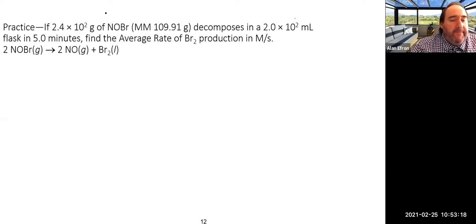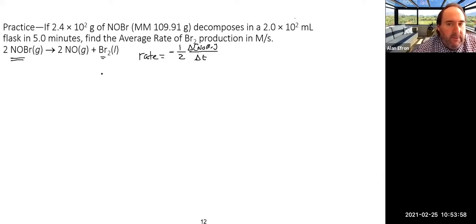So in this case, we are given the amount of NOBr, and it's decomposing in a basically 200 milliliter flask in 5 minutes. We want to find the average rate of production of Br2 in molarity per second. So a couple of ones that we're interested in: obviously the NOBr. So we could write our rate expression for that guy, which is the rate is equal, again, it's going to be negative because that is a reactant, 1 over 2 change in the concentration of NOBr over the change in time. We're also interested, obviously, in our Br2 production.